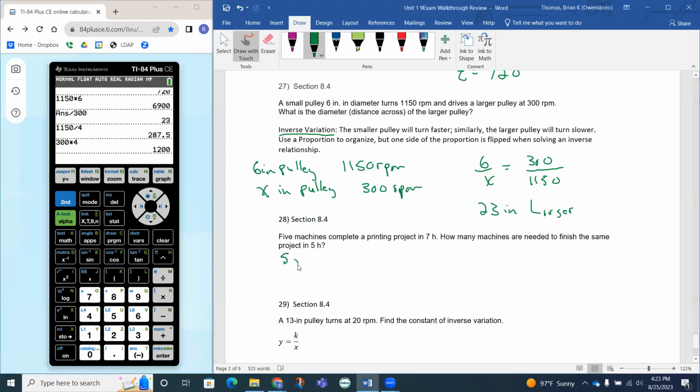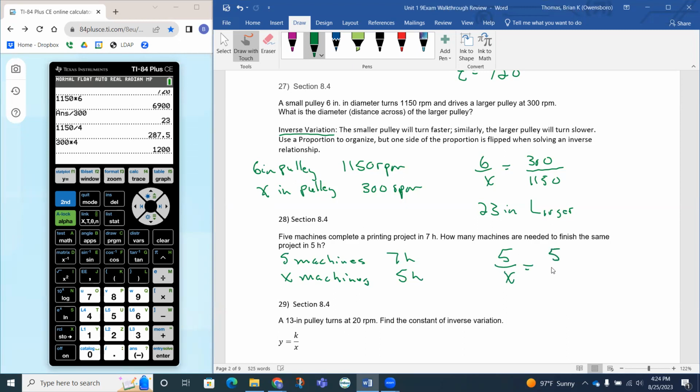So we're picking up on that 5 machines takes 7 hours. We want to know how many machines it takes to complete that in 5 hours. So what we pick up on is if I'm decreasing the time, I have to be increasing the number of machines to make that happen. And that's inverse variation. So when I set up my proportion, I can keep the 5 over x, but the catch is I flip the right-hand side.